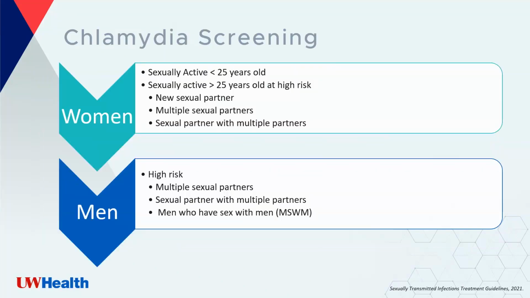Given that most of our patients who are diagnosed with chlamydia are between the ages of 15 and 24, it is recommended to screen anyone under the age of 25 that is sexually active for chlamydia. We are typically only screening patients above the age of 25 if they are considered high risk, and that is people that have new sexual partners, multiple sexual partners, or sexual partners that have multiple sexual partners. Similarly, for men, we are screening for high risk, with the only difference essentially being men who have sex with men.